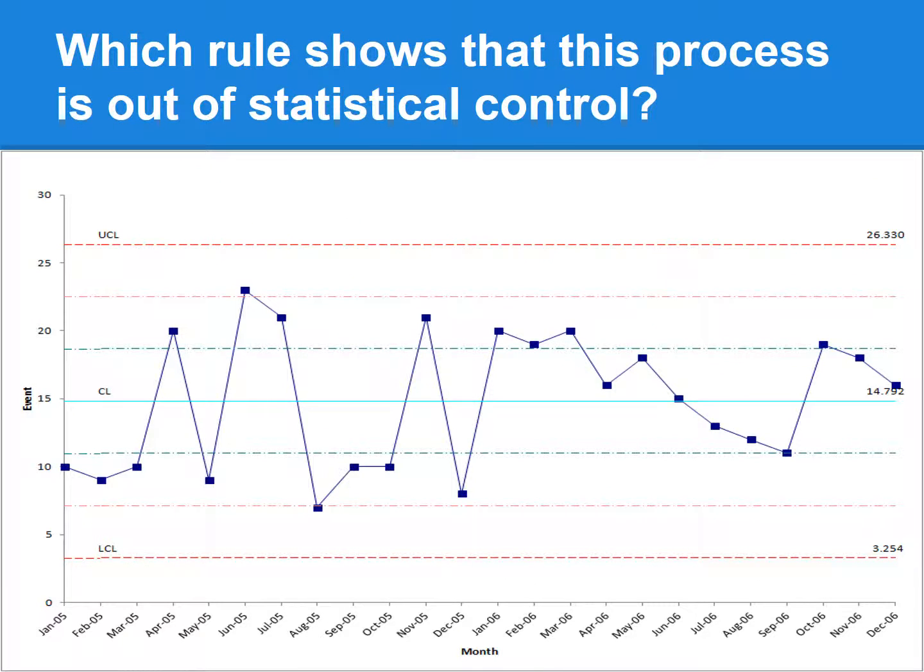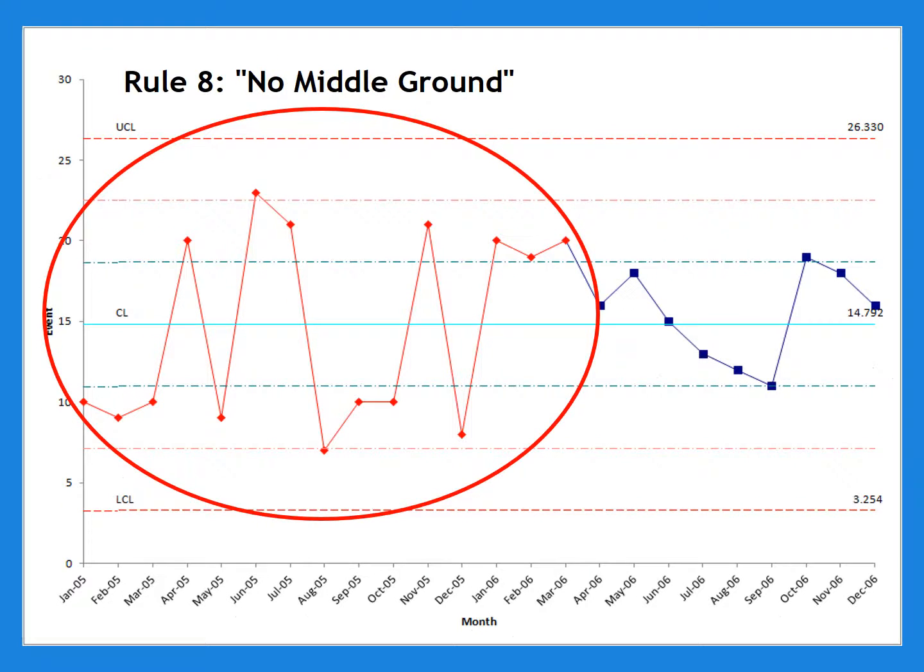Now take a minute to figure out which rule this data set violates. If you want, you can pause the video until you've made your choice. This violates rule number 8, no middle ground, where 8 or more points consecutively do not fall within one standard deviation of the mean. Again, unlikely to occur just by chance alone.